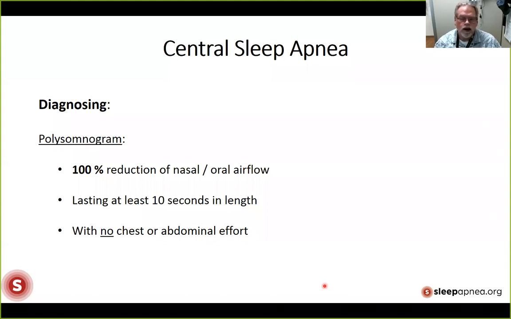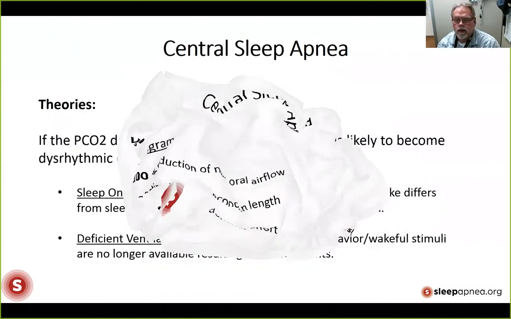So when we look at the polysomnogram or the sleep study, we're going to look at 100% reduction in airflow. Where the obstructive sleep apnea, we were looking at 90% or more reduction. Now we're looking at 100%. Same 10 seconds, but this time, no chest or abdominal effort. Again, if you're trying to breathe and you have a reduction in airflow, it's going to lead more toward the obstructive side. If you're not even trying to breathe, we're going to look at the central side of sleep apnea.